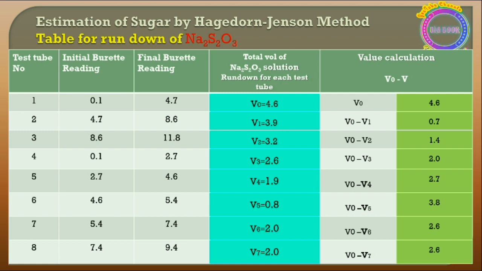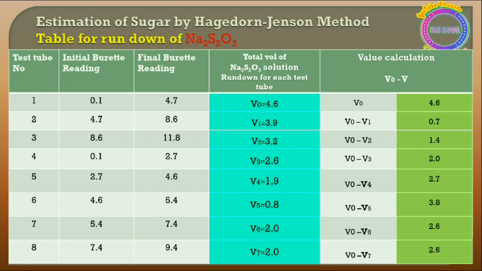So here when we subtract this nullified value from V1, it will be 0.7, 1.4, 2, 2.7, 3.8, 2.6 and 2.8. So this is going to be the particular run-down of the sodium thiosulfate for the liberated iodine. So this will be the volume of the sodium thiosulfate for the liberated iodine.